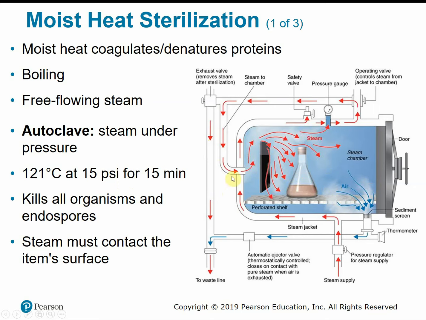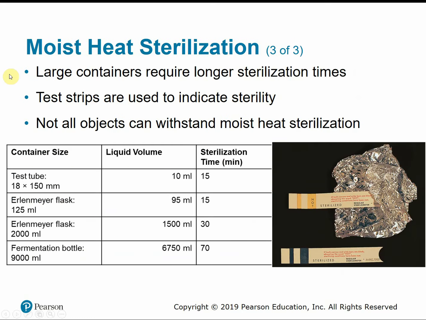Moist heat sterilization is good for killing all organisms and endospores. Not all methods will kill endospores as easily. But the steam has to contact the item's surface for it to be effective. The larger the surface area an object has, the longer the sterilization time it will require. Again, the steam has to make contact with the surface of the object.